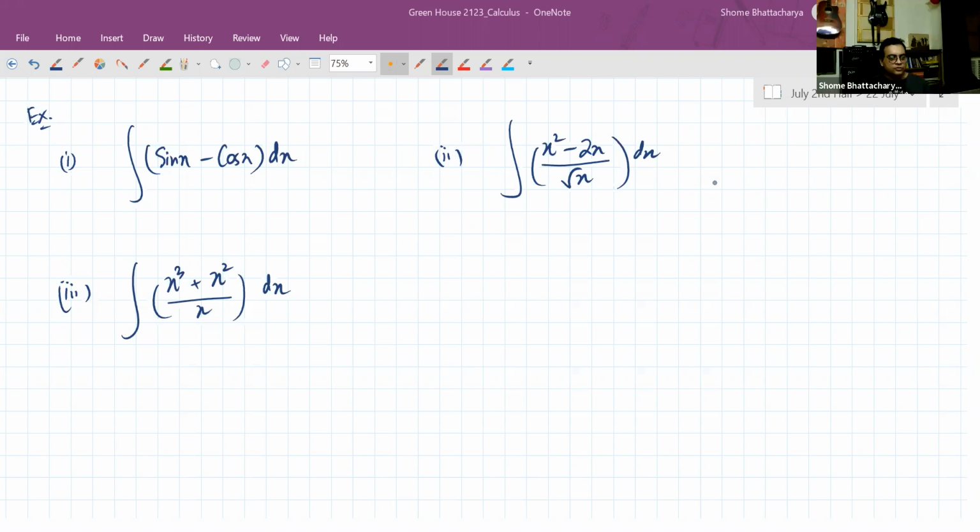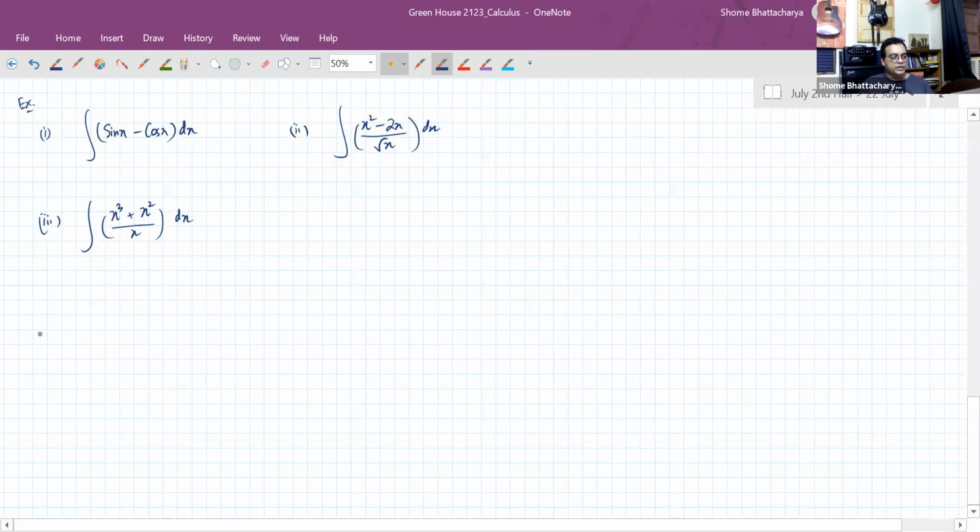Okay, people, most of you have got one or two correct, but the third one, unfortunately. So anyway, let me work out the question part by part. So the first one, integration of sin x minus cos x.